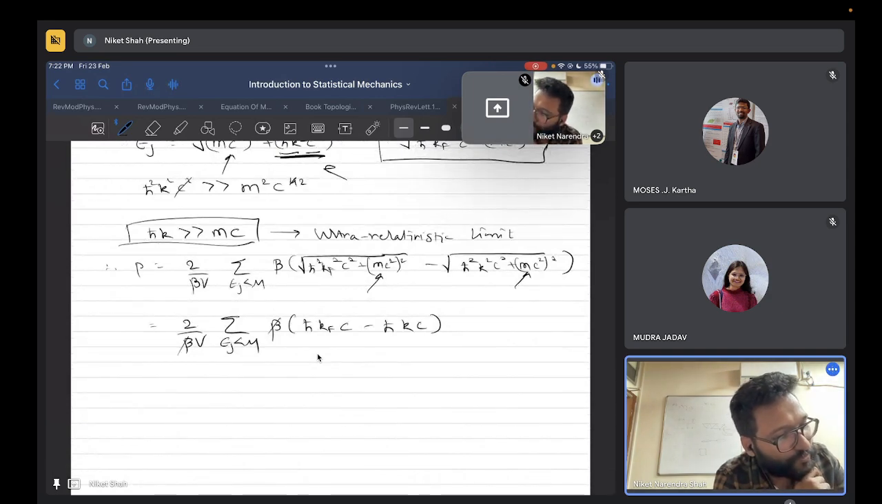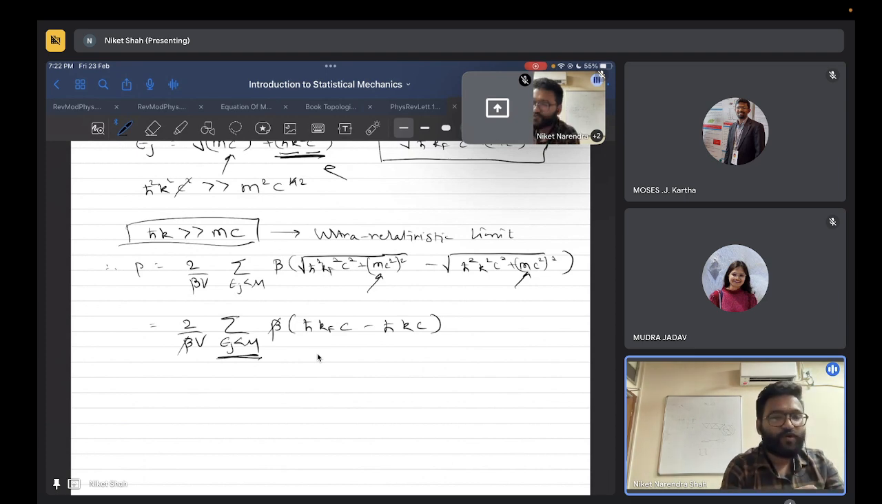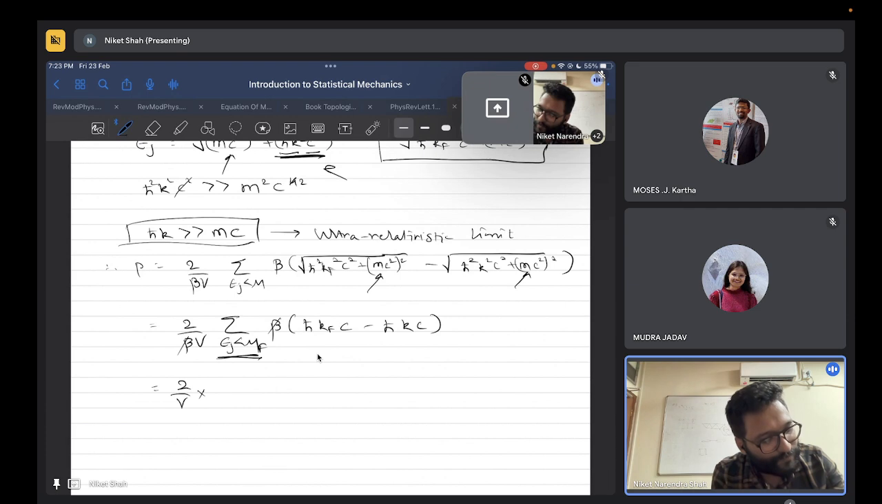So anyway, I can just remove this beta. And now this summation was for all the energy values which are less than mu f. Mu is mu f in this case. So equivalently, it is a summation over all the k values which are less than kf. Again, the same logic: 2 by v multiplied by v divided by, again I'm converting the summation to an integral. So 1 by 8 pi cube, since 2 pi the whole cube is 8 pi cube.